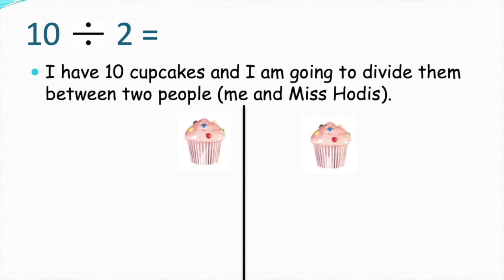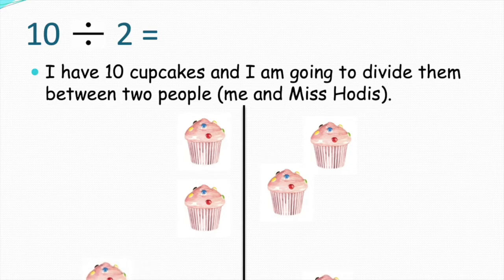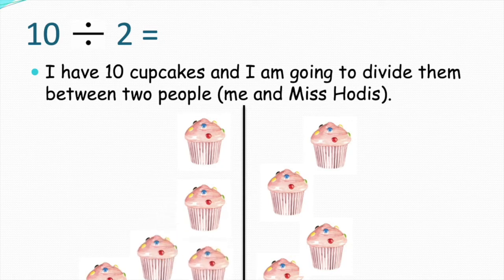So one for me and one for Miss Hodis. One for me, one for Miss Hodis. And then we keep doing that until all the cupcakes have been shared. And we need to make sure that we've got the same amount for each of us. So, do you think you know how many cupcakes we each get? We can check by counting how many are on each side.